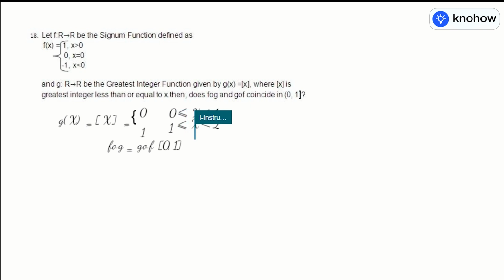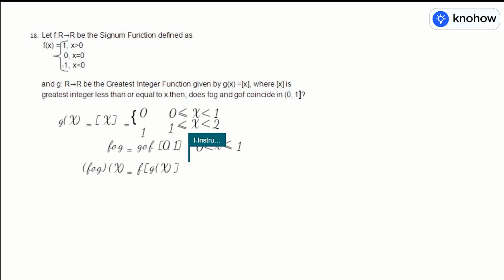What type of interval is this? It is open on the left, that is x is greater than 0, closed on the right, but less than or equal to 1. So we have to find out the composite functions fog and gof in this interval where x is greater than 0 but less than or equal to 1. 1 is included, and similarly gof, and we have to see whether the two coincide, means are equal or not. Let me take first the function fog. fog on x means f of g(x).